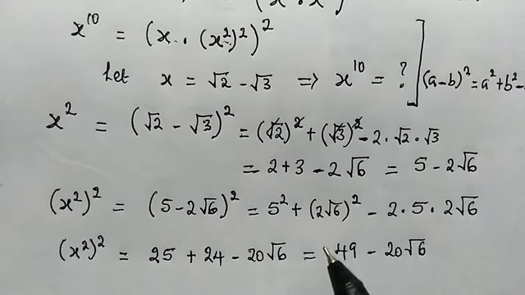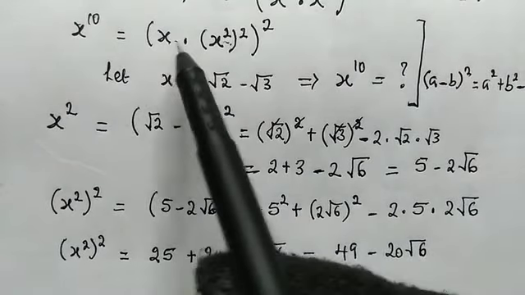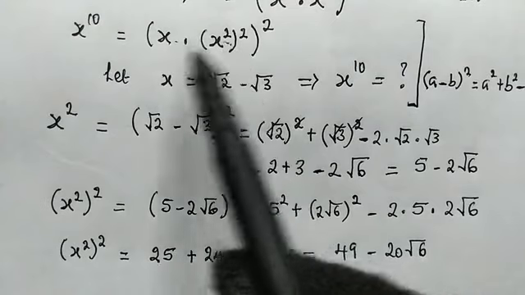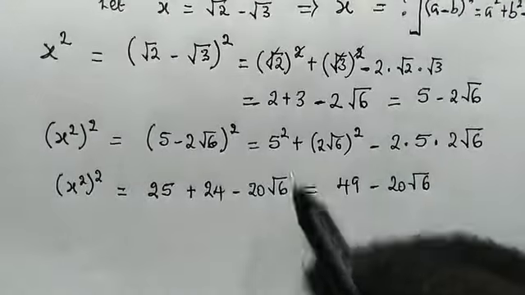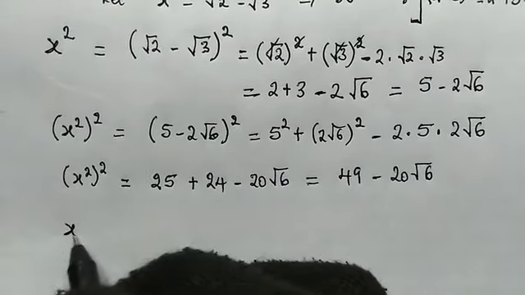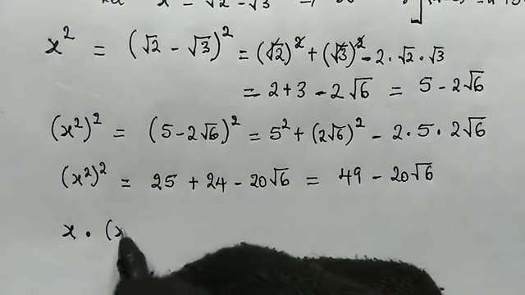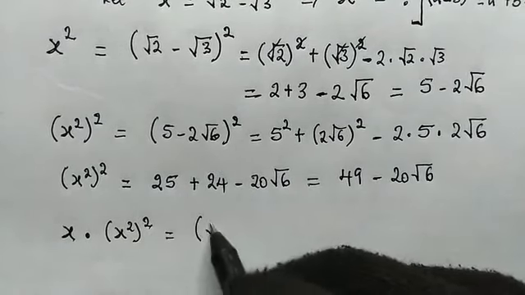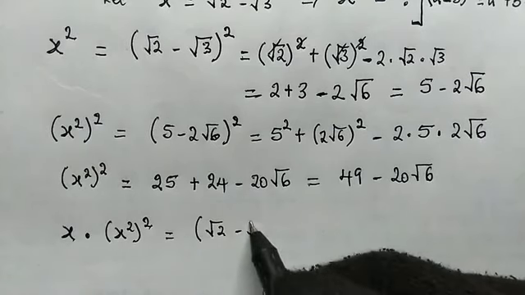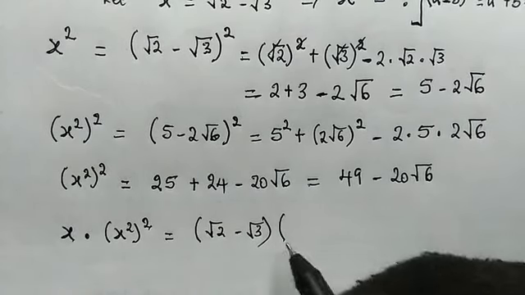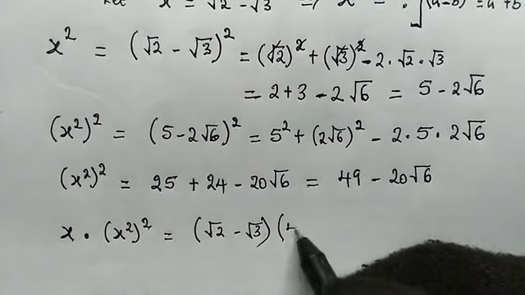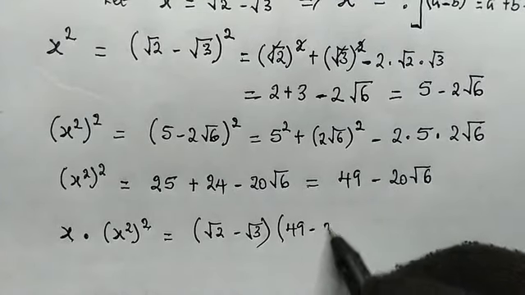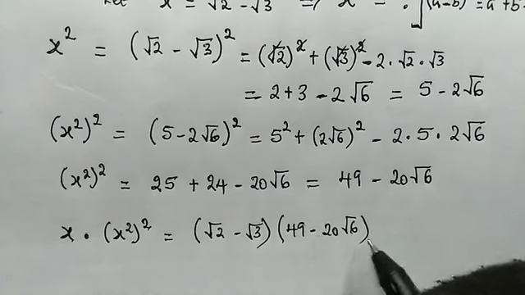I think we are almost done. So the next thing is to multiply the square of x squared by x, right? So here we have x multiplied by the square of x squared. So this will be equal to, we know our x value is root 2 minus root 3. Then multiply by the square of x squared, which is 49 minus 20 root 6.